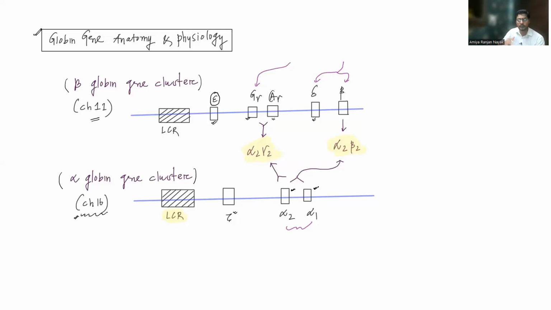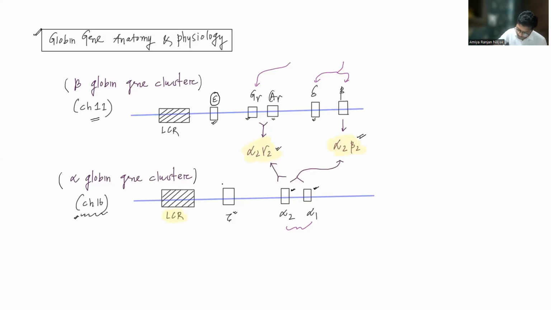Okay. So this is what we have understood. Beta-like globins include epsilon, gamma, and delta. Similarly, alpha-like globin includes the zeta globin. Okay. Now, whenever a hemoglobin is formed, it should contain two globin chains from the alpha globin gene cluster and two globin chains from the beta globin gene cluster. Alpha with beta forms alpha 2 beta 2, that is the adult hemoglobin. Alpha with gamma produces alpha 2 gamma 2, that is the fetal hemoglobin.